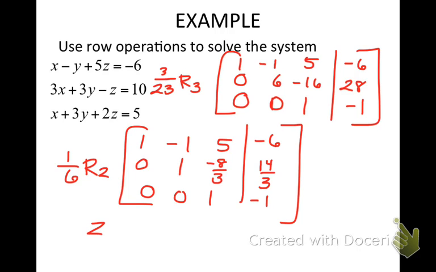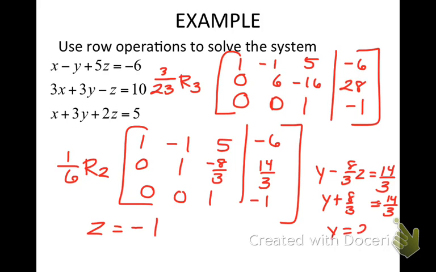So z would be equal to what? Negative 1. How would you solve for your x, your y? Turn this into an equation. We have 0x, we've got 1y minus 8 thirds z is equal to 14 thirds. So negative 8 thirds times a negative 1 is a positive 8 thirds. What's 14 thirds minus 8 thirds? 6 thirds, which is 2.